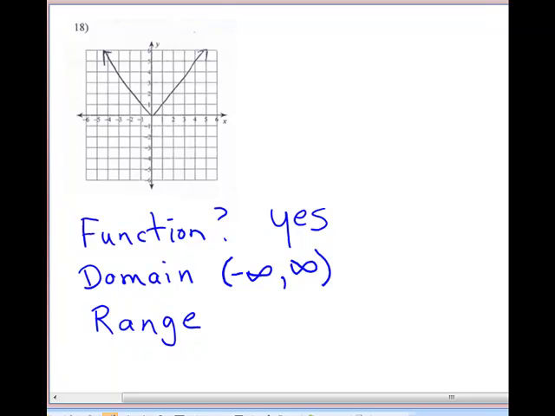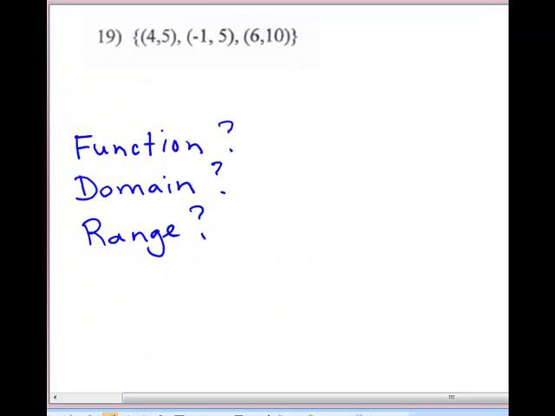No restrictions. Range is your vertical movement. The lowest place on your graph is 0, 0. So we're going to start at 0. We will include it. Now, going up, this will go up forever as it goes to the left and the right. So that will be a positive infinity. No restriction there.